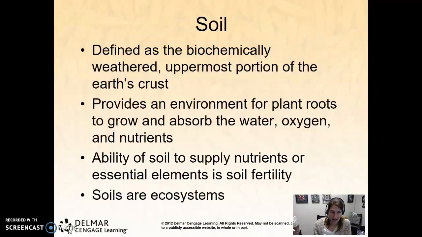On Tuesday during class, we will have a hands-on lab about soil profiles and working on erosion. So hopefully all of you will be back on Tuesday for those classes and we can knock them out.